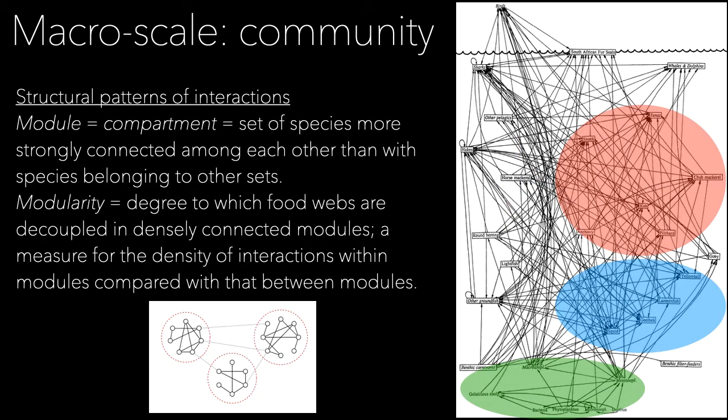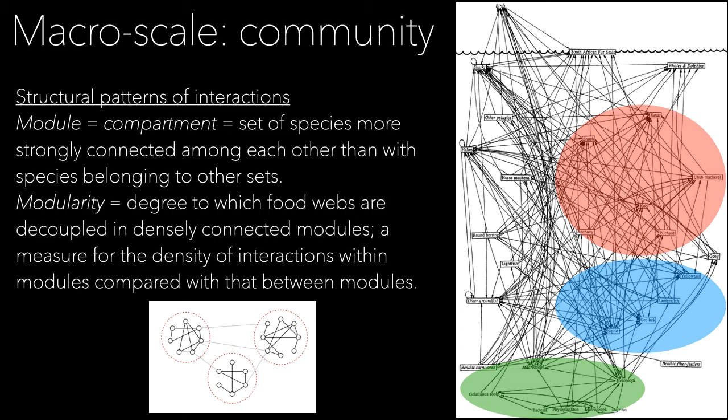Then we can also look at structural patterns of interaction, and we can dig inside the architecture of these interactions, how particularly species are arranged and interacting with each other. This is mainly characterized by what is called modularity. So let's first introduce what a module is. A module is a compartment. It's a set of species that are more strongly connected among each other than with species belonging to other sets.